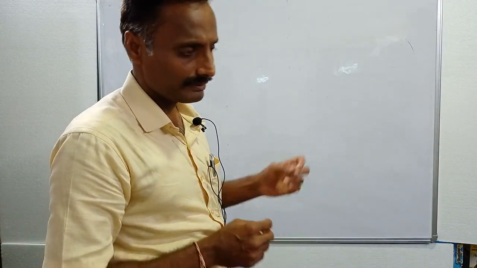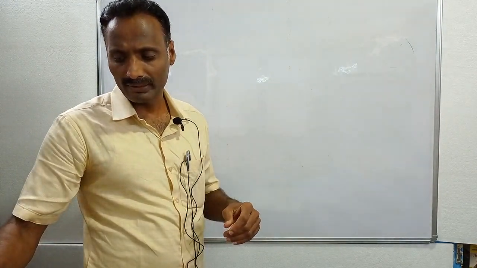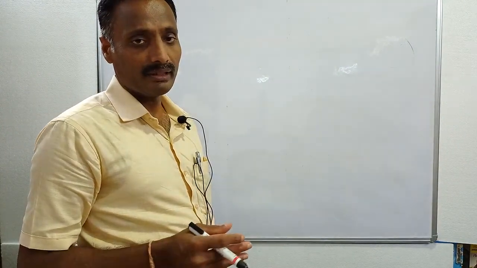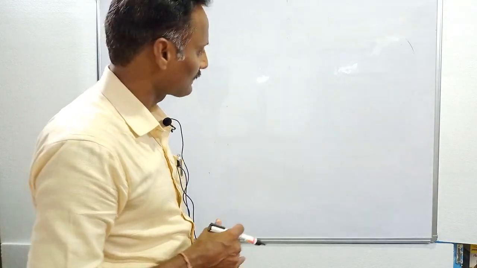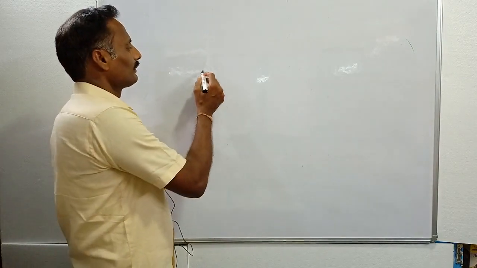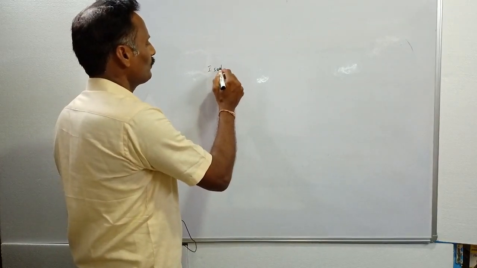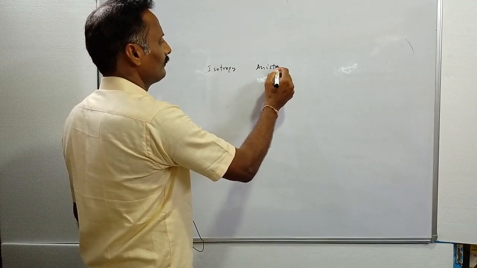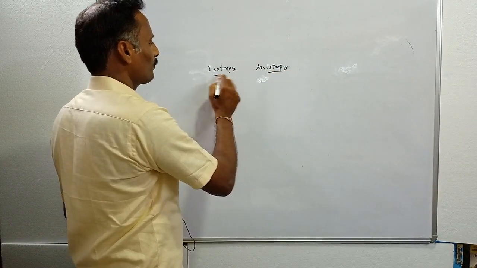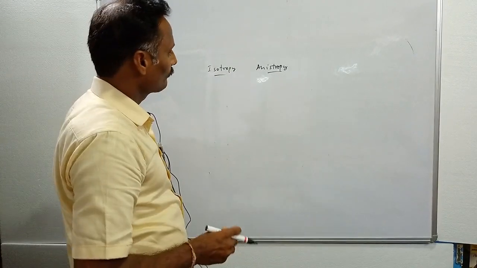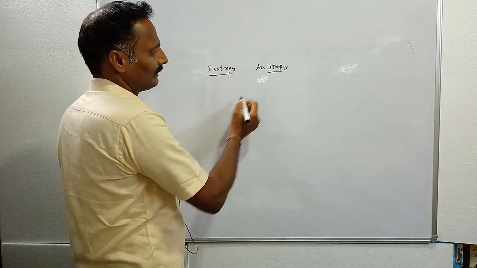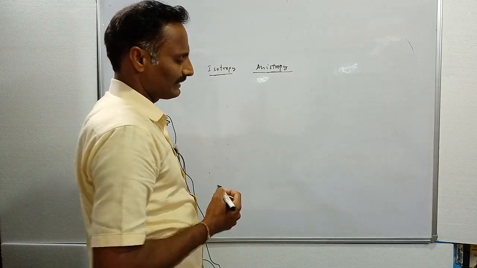I forgot to tell one of the important properties, which is called the isotropic property of crystalline solids and amorphous solids. I will explain about isotropy and anisotropy in this class. Amorphous solids are isotropic in nature. Crystalline solids are anisotropic in nature.